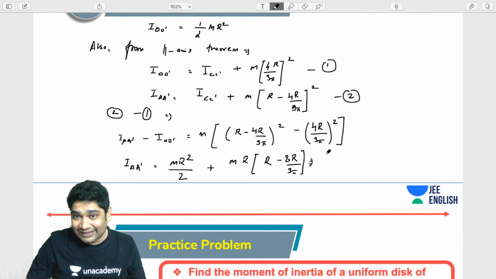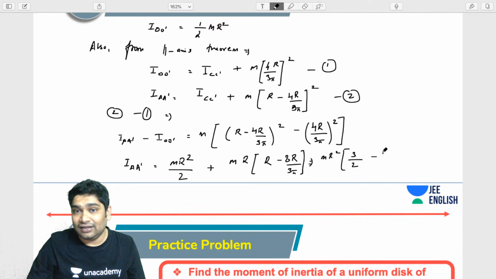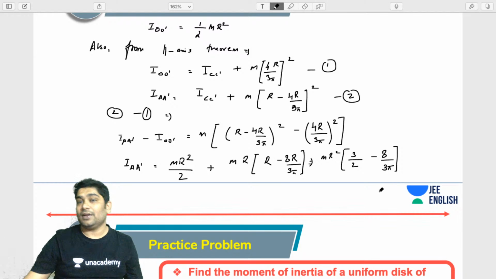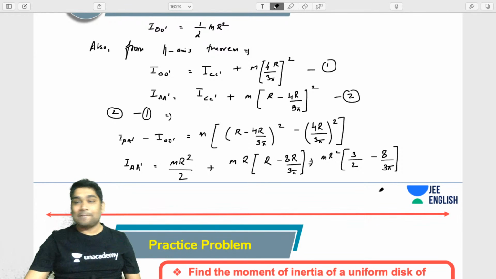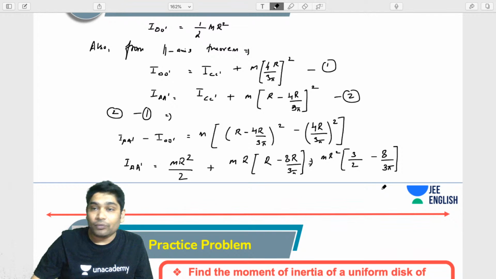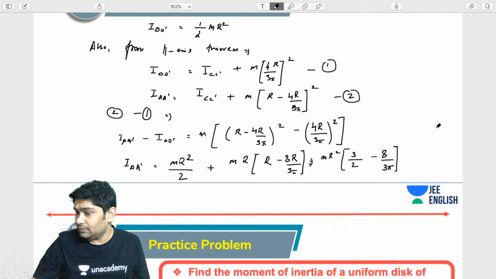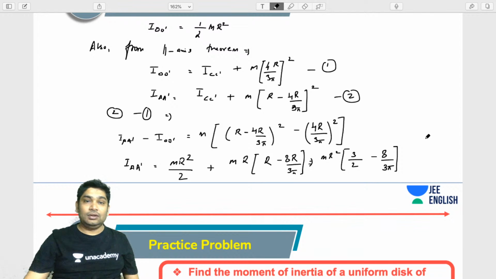So from this entire thing, I will take out mr square as common. If I take mr square as common, let's see what we have. We would have had 1 here and half here, so that would have been 3 by 2. And minus, I would have had 8 over 3 pi. Okay, so this is going to be our answer. Did you get that? Okay, great.